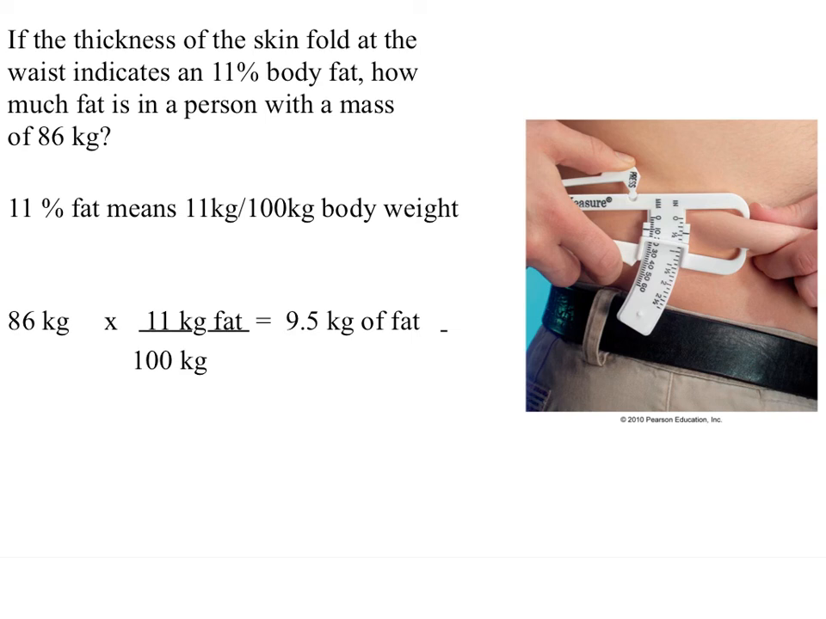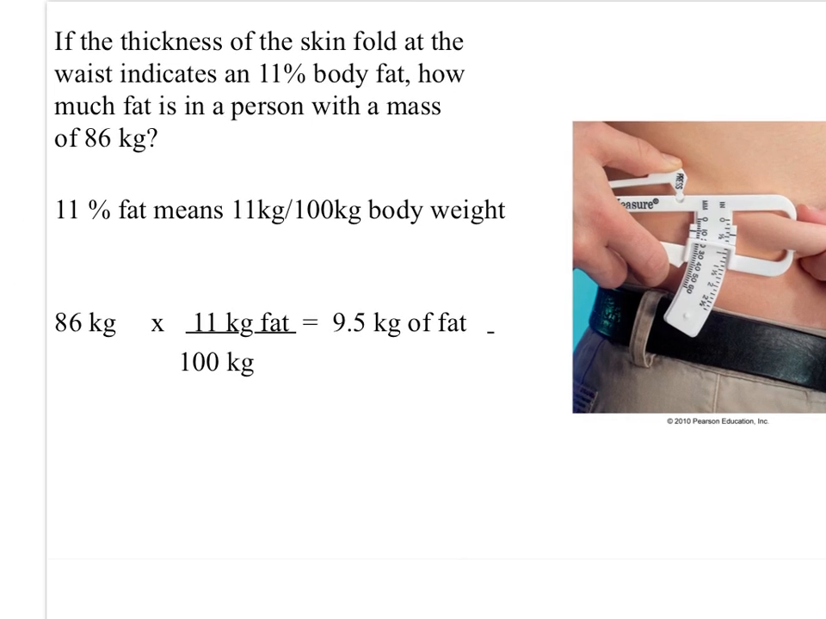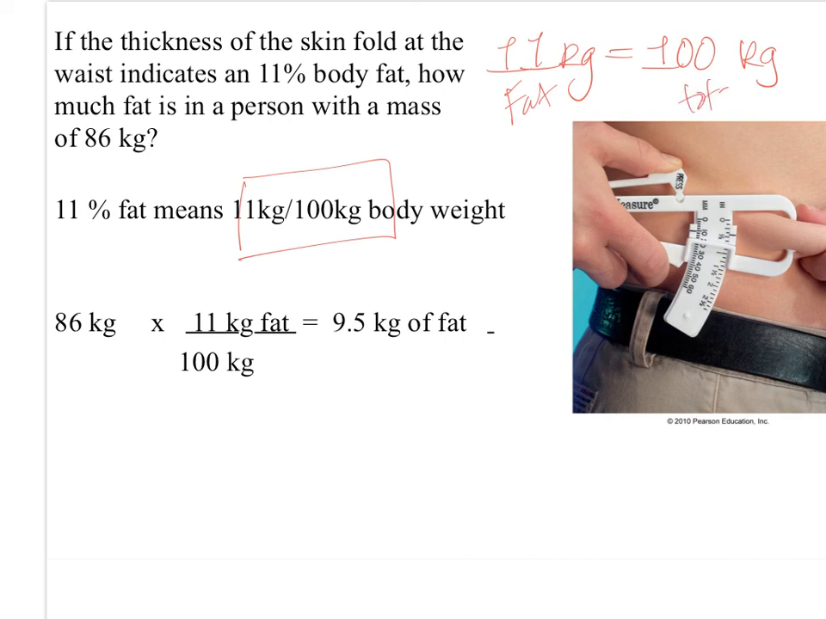Okay, here's another one for you. The thickness of the skin fold at the waist indicates an 11% body fat. How much fat is in a person with a mass of 86 kilograms? Okay, so 11% body fat means for every 100 kilograms of body weight, 11 kilograms would be fat. So let me write this over here. There's 11 kilograms of fat for every 100 kilograms of body weight or body mass. That's what 11% means. Give yourself the number 100. 11 out of the 100 would be fat. This is fat. Yuck. This is total.